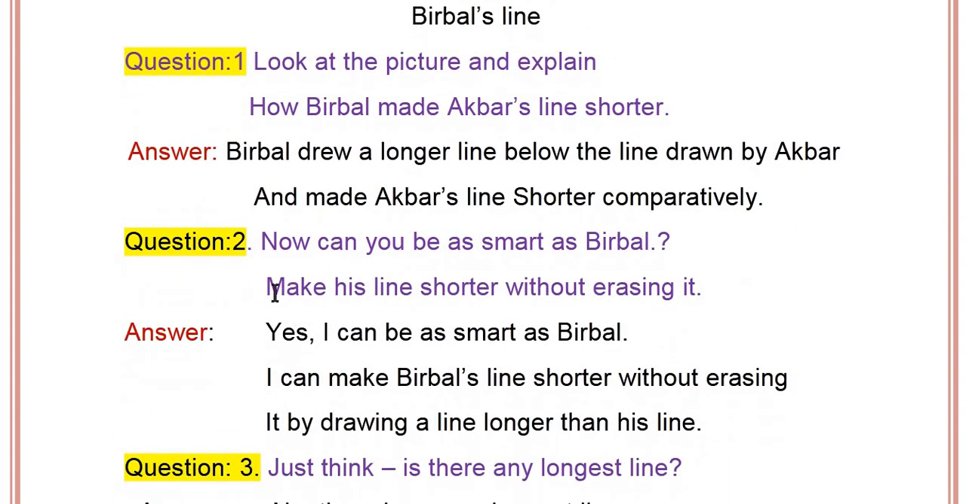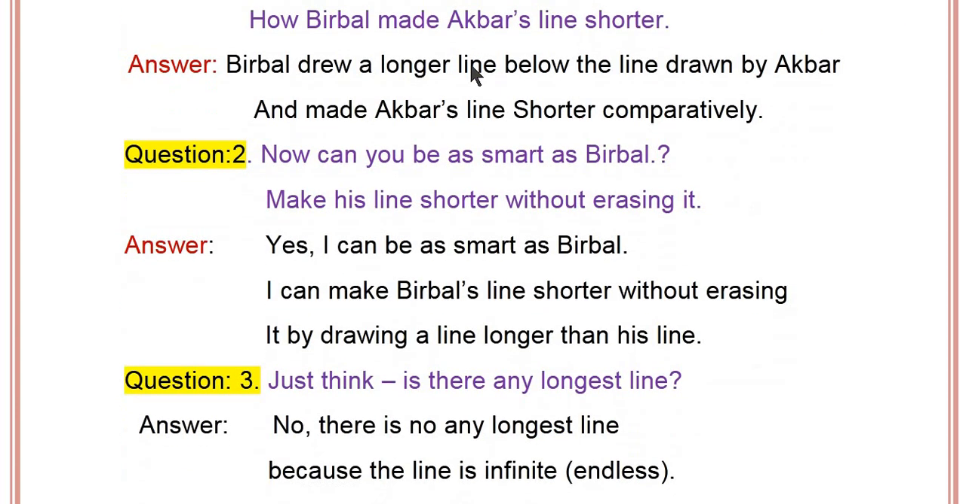Now question number 2. Can you be as smart as Birbal? Make his line shorter without erasing it. Yes, I can be as smart as Birbal. I can make Birbal's line shorter without erasing it by drawing a line longer than his line. Below Birbal's line, if we draw a big line, then Birbal's line becomes the shorter line.